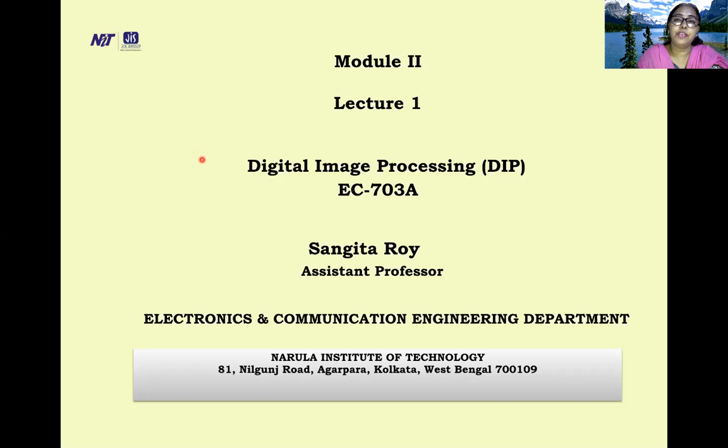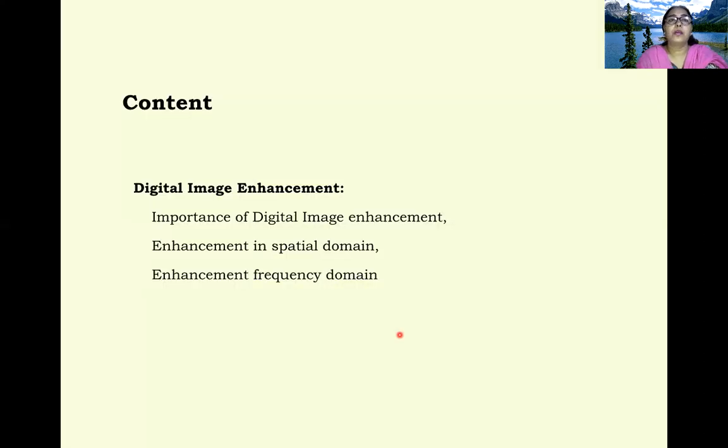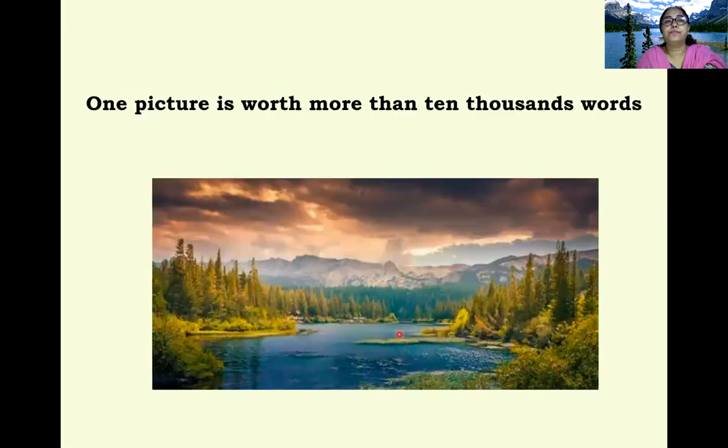Digital Image Processing, EC703A, Shongita Roy, Assistant Professor, Electronics and Communication Engineering Department, Narula Institute of Technology. Content: Digital Image Enhancement, Importance of Digital Image Enhancement, Enhancement in Spatial Domain, Enhancement in Frequency Domain.